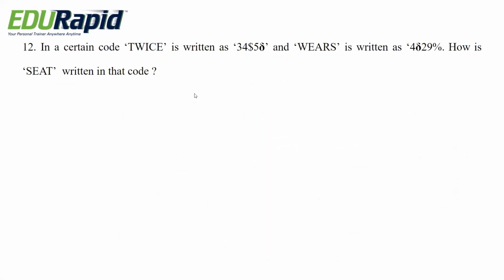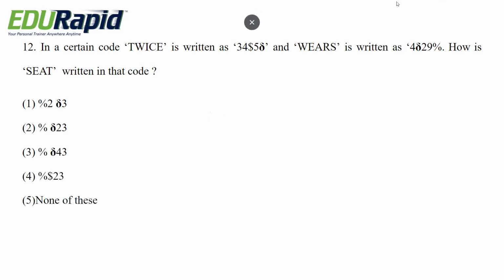Next question. In a certain code, TWICE is written as 3-4 $5 delta, and WEARS is written as 4 delta 29 percentage. So similarly, how is SEAT written in that code language? Options are percent 2 delta 3, percentage delta 2 3, percentage delta 4 3, percentage $2 3. None of this.